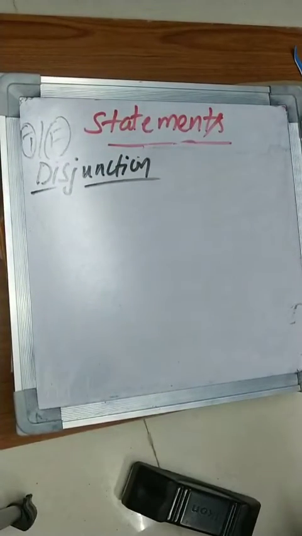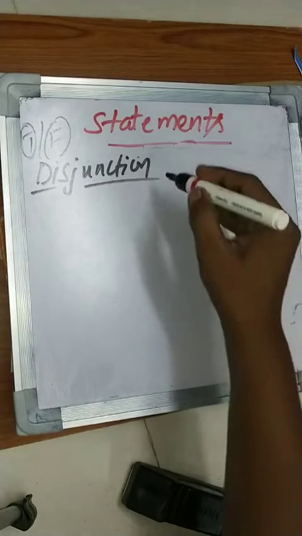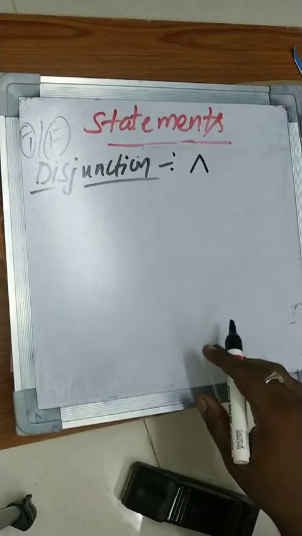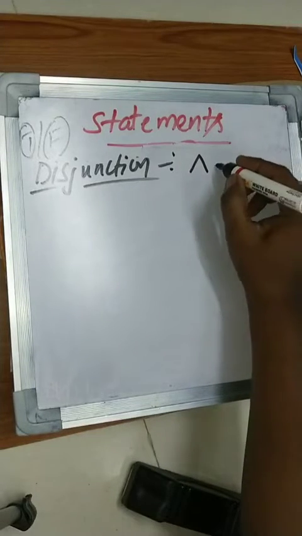Disjunction. Okay, the next connective is a disjunction. So here, first of all let me tell you what is the symbol of disjunction. It's like a cap. Okay, so it will be read as or.